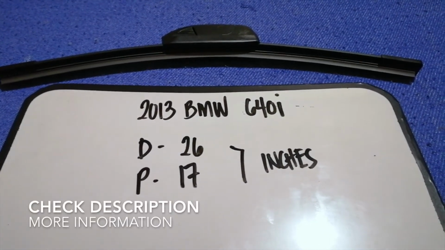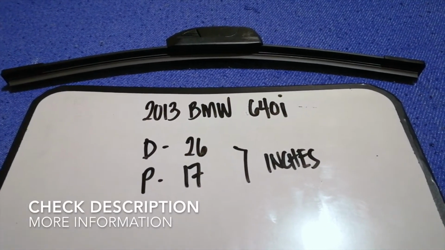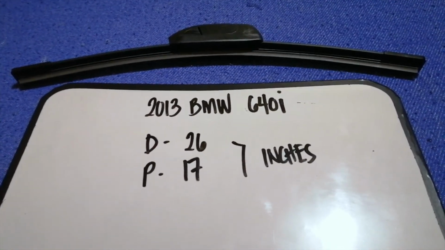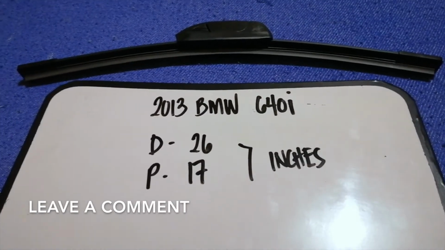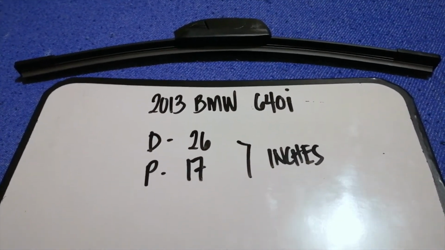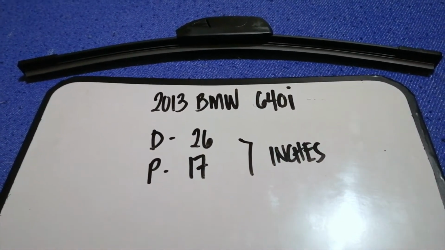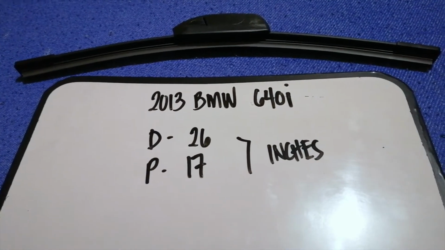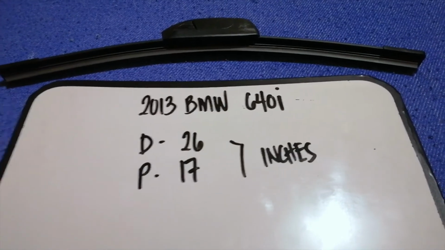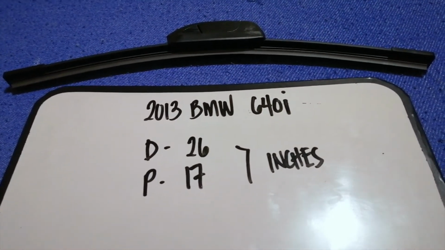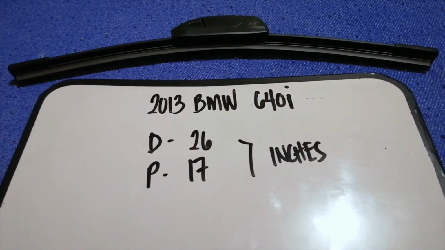Why do we have to change a wiper blade that is damaged, stolen, old, or not working properly? It is very important to keep yourself safe while driving. And if you are looking for the wiper blade replacement size for your 2013 BMW 640i, I have already looked it up. Just check the video description and I will try to leave the info there as well.